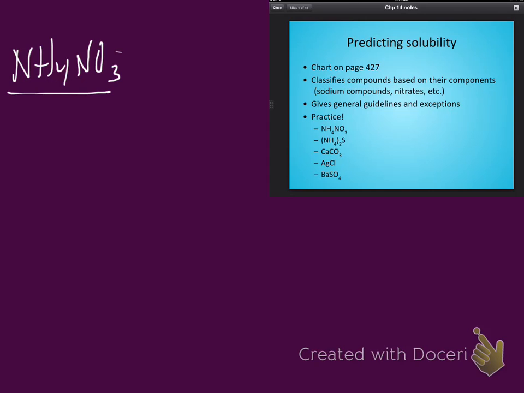And for every compound that we look at solubility on, you're going to look at what's in that compound, look at the guidelines, and see if it's soluble or not. So this is our first compound, NH4NO3. What is that compound called?